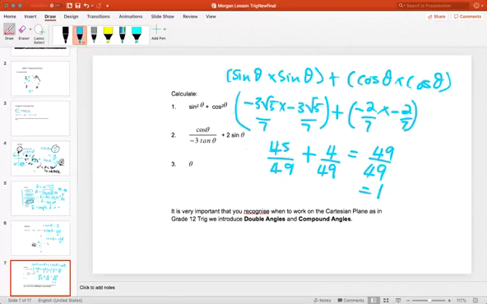So whenever we see sine squared theta plus cos squared theta, we know that the answer is 1. But we have to prove it with all of these steps over here. We have to show all of our steps to show that we understand how to substitute off the Cartesian plane.